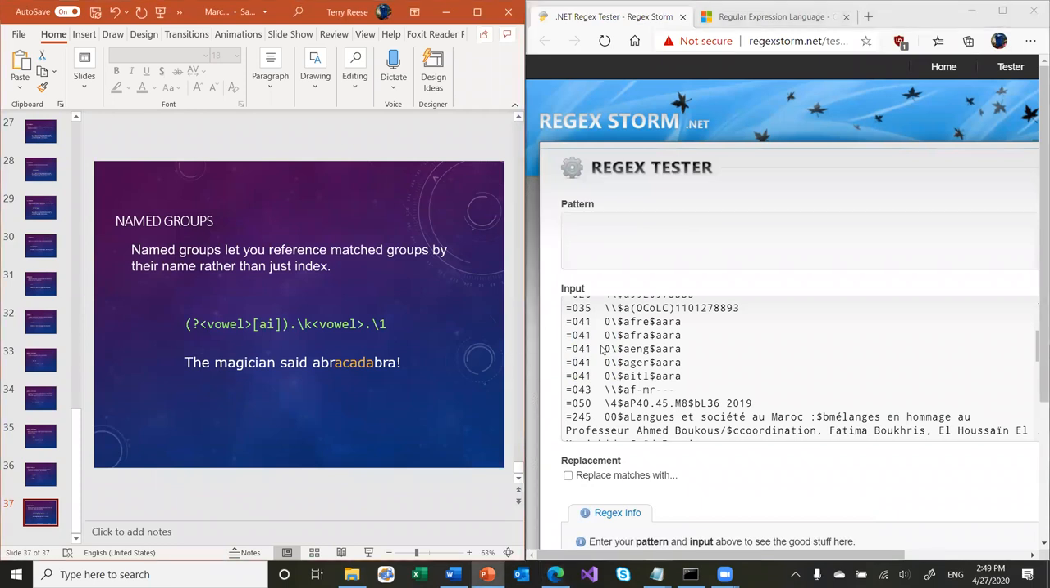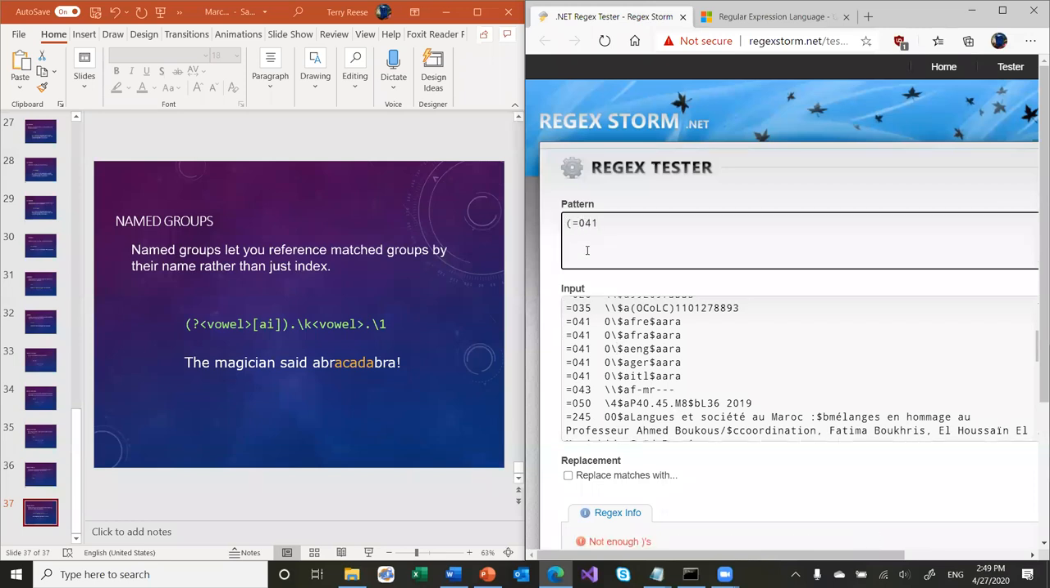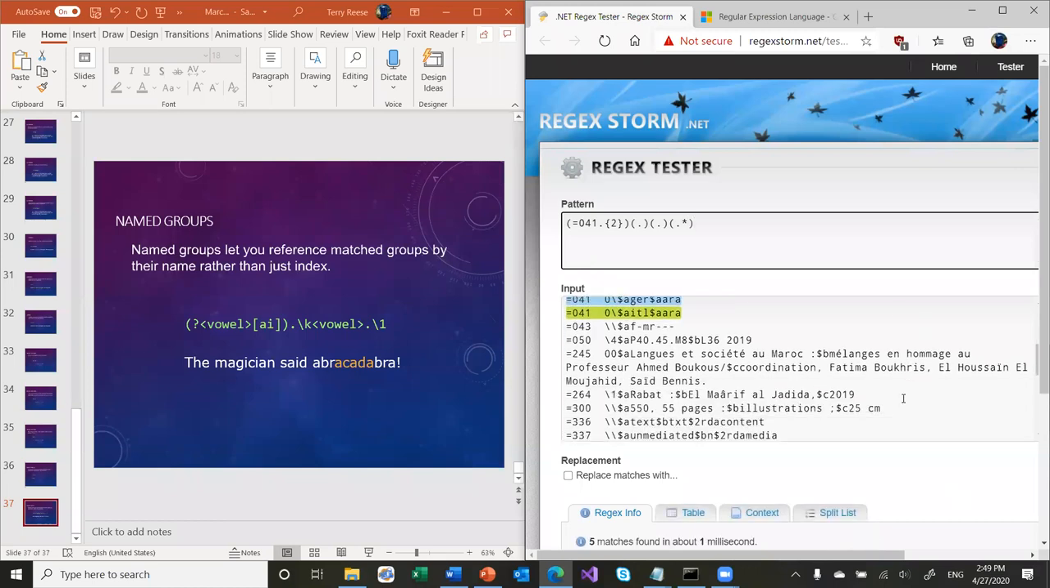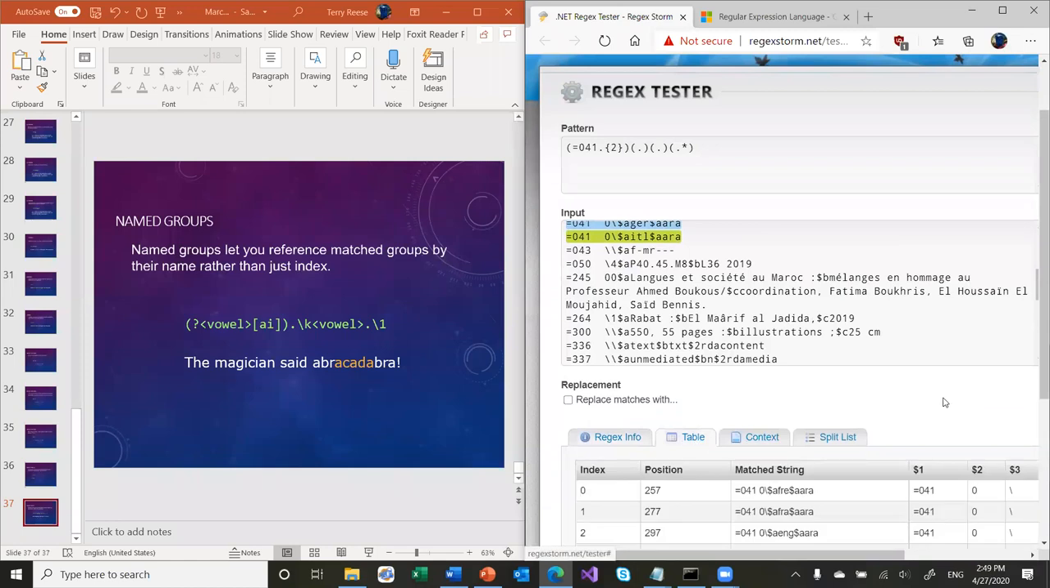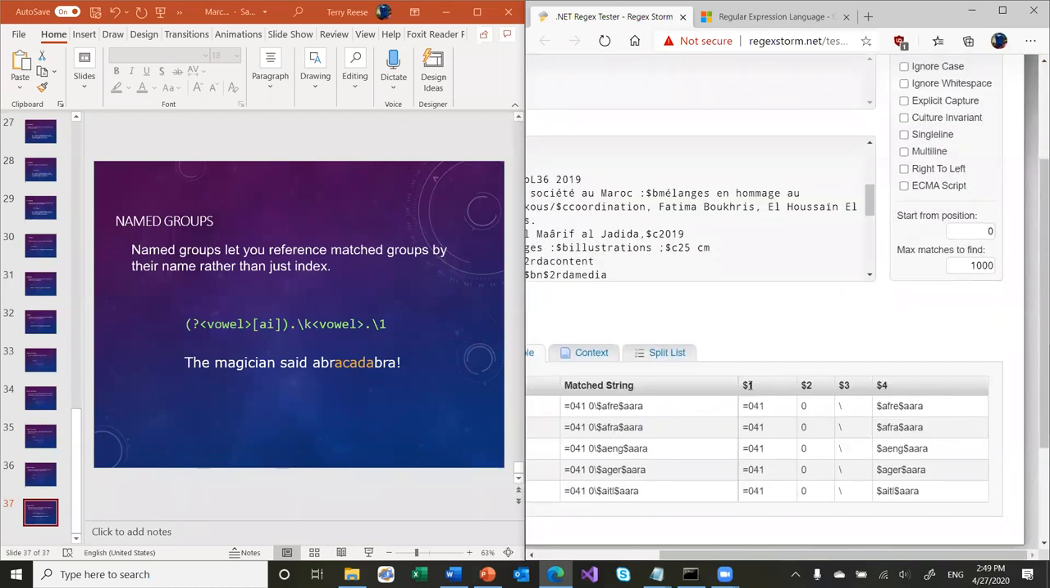So let's say you wanted to actually change indicator values. In that case, let's say we're doing equals 041. And we're going to capture the two spaces, and then we're going to take the first indicator, the second indicator, and then everything that follows. So it's matching the entire field. If we look at the table of how these are broken up, we see $1, $2, $3, $4.